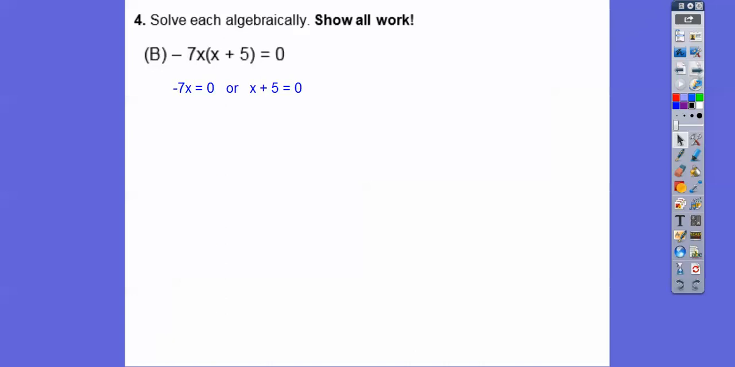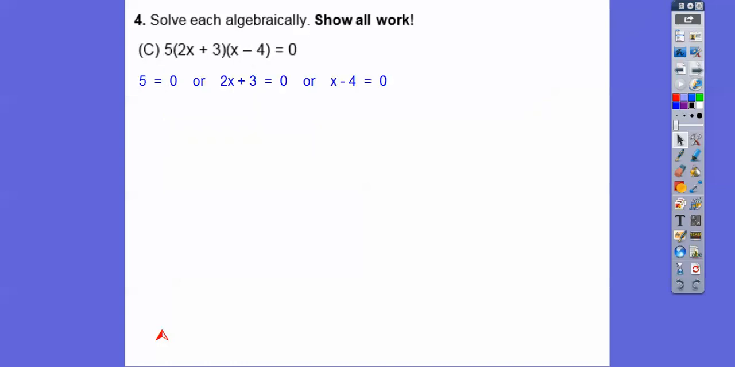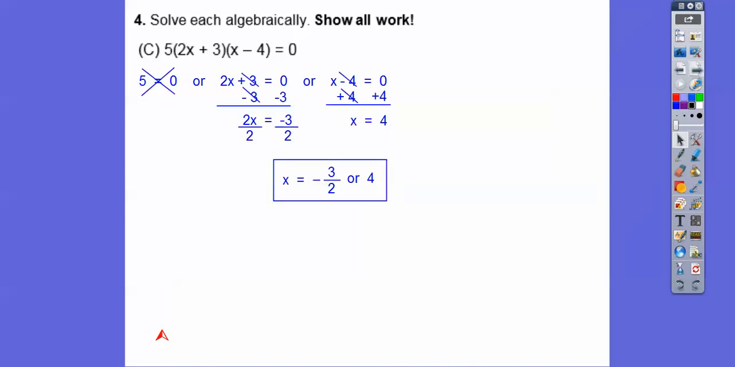Okay, same on this one, so set those factors equal to 0, and then divide by 7, and 0 divided by any number is 0, and then subtract 5, so we get 0 or -5 on that. Okay, here 5 equals 0, 2x plus 3 equals 0, x minus 4 equals 0, 5 doesn't equal 0. So just solve the other guys, and so I get -3/2 or 4 on that.